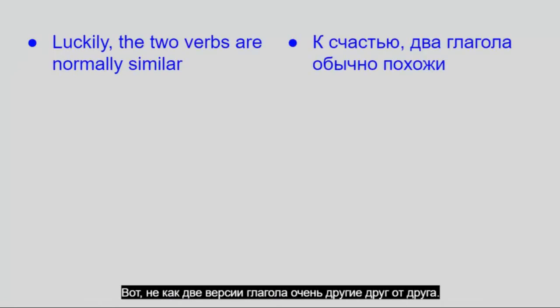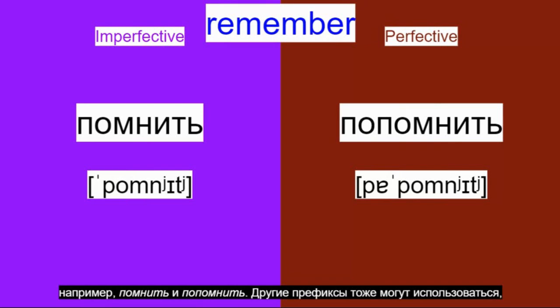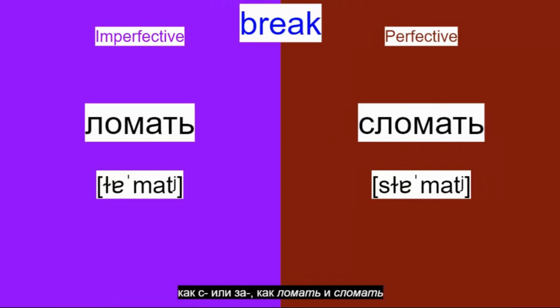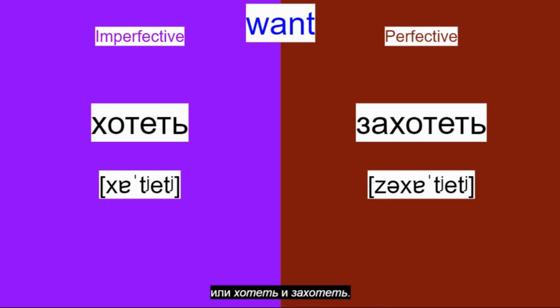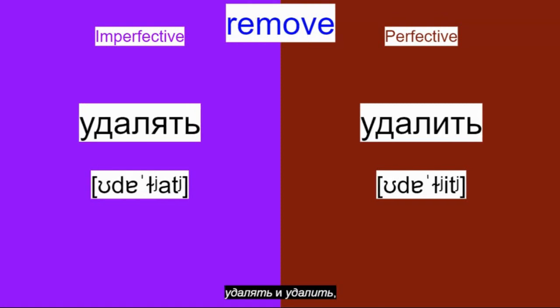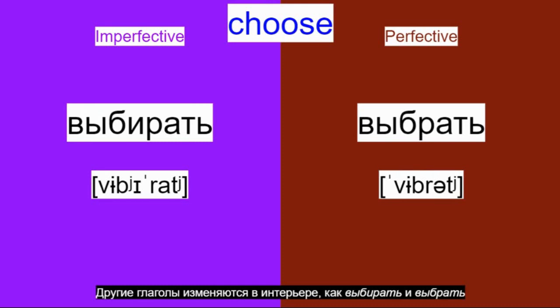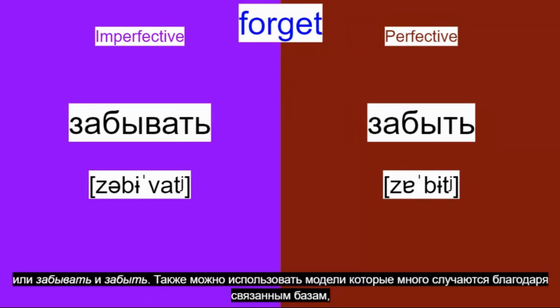Now, it's not like the two versions of a verb are wildly different from each other. For many verbs, the perfective is just the imperfective verb with the prefix po, for example, pomnich and papomnich. Other prefixes can also be used, like s or za, like lamach and slamach, or хотеть and zhachich. Other verbs change their infinitive suffix, like nirgach and nirnuch, удалять and удалить, or бросать to бросить. Other verbs change on the inside, like выбирать and выбрать, or забивать and забыть.